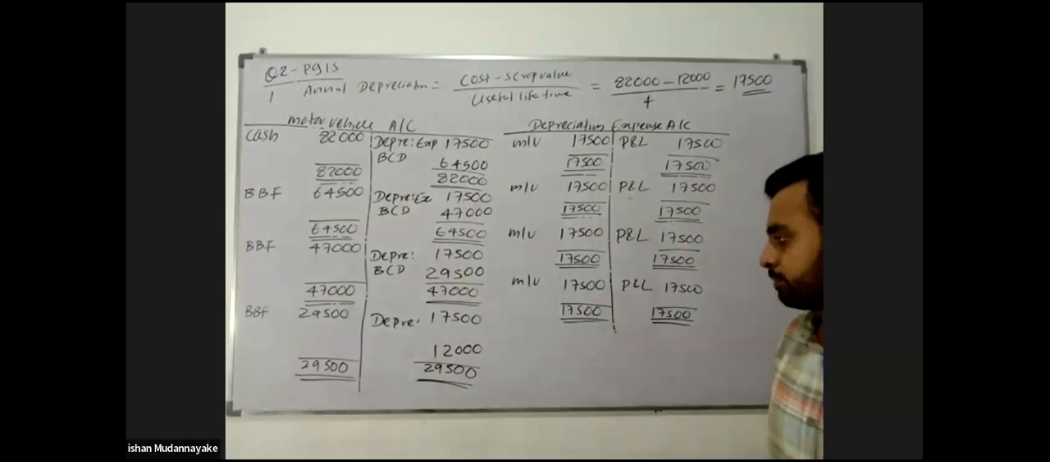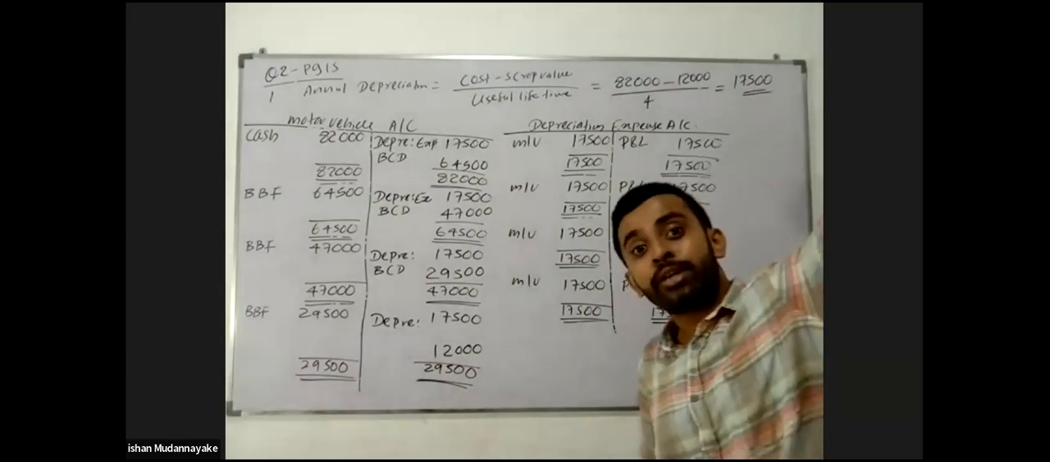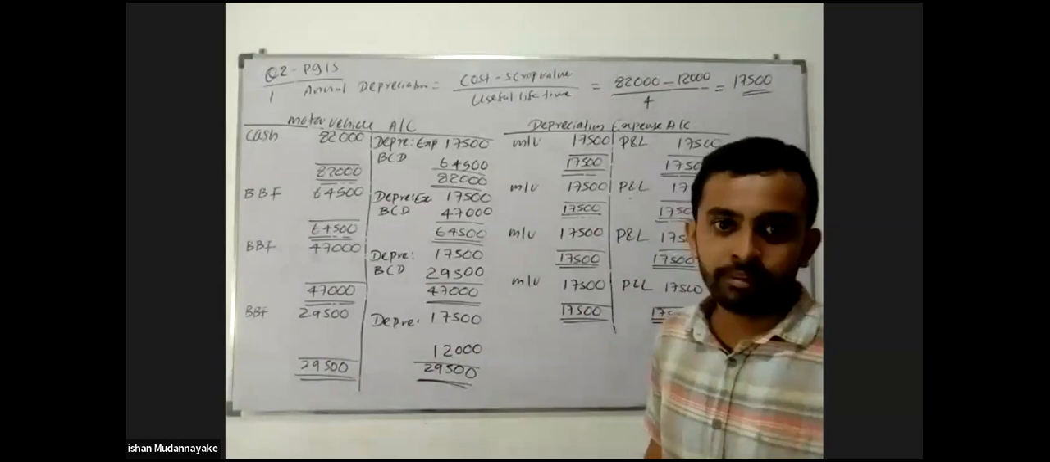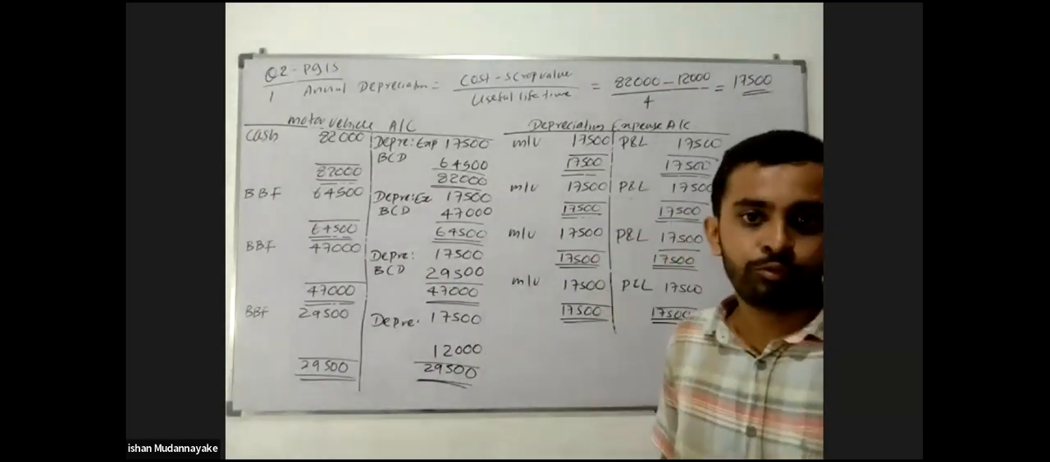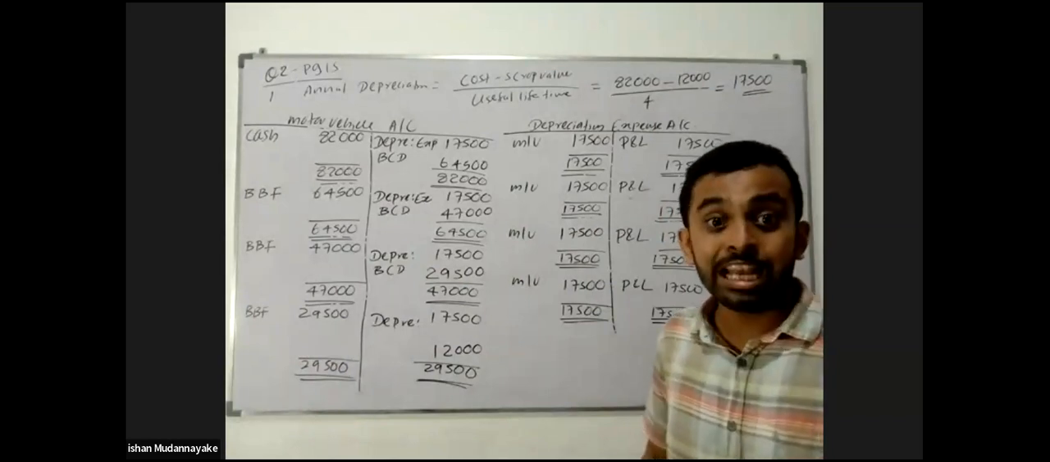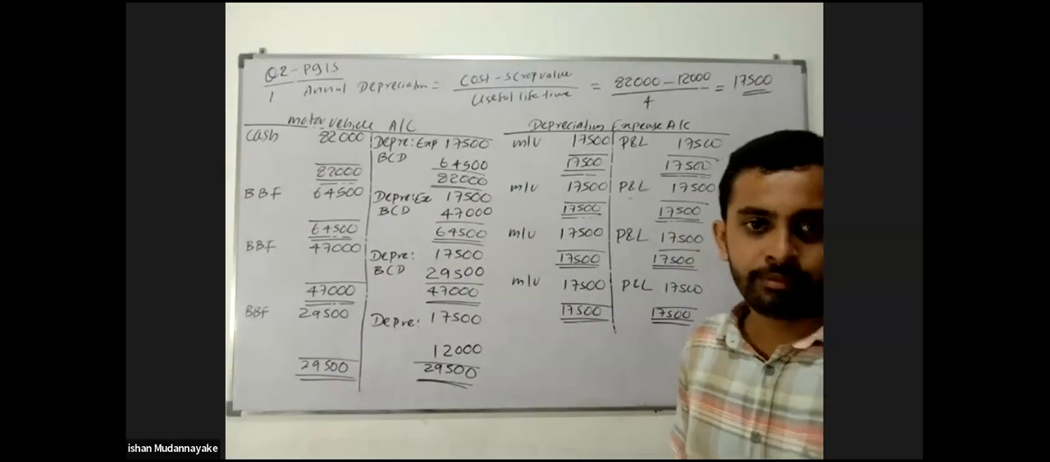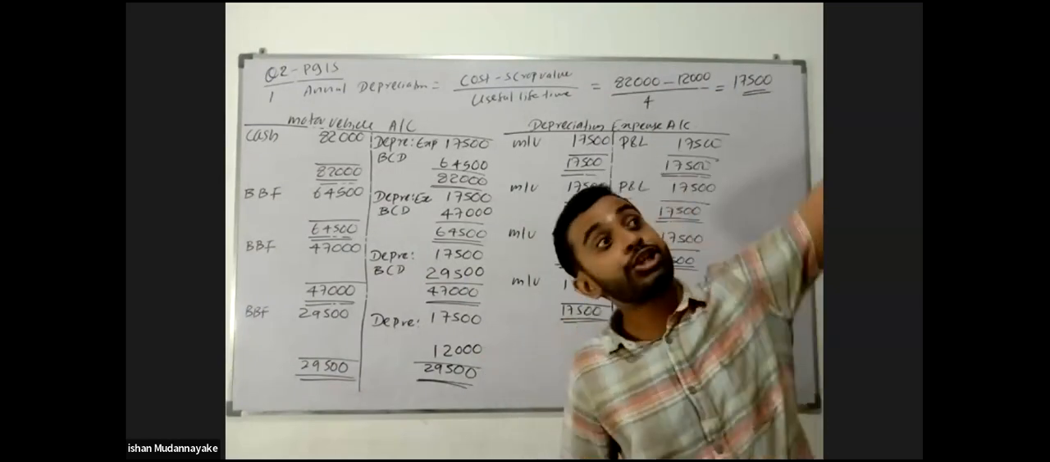When you purchased this motor vehicle, you expected to sell it after 4 years for 12,000. Then this is the scrap value, the sale value at the end of the fourth year. Then what is the double entry of this 12,000?